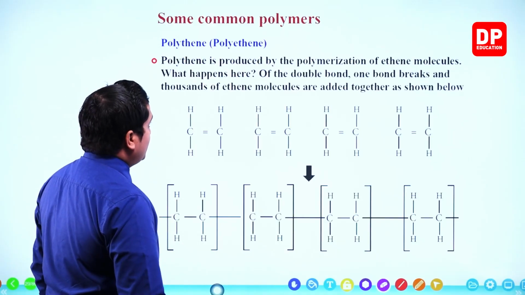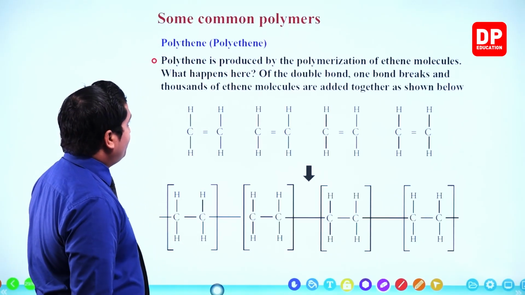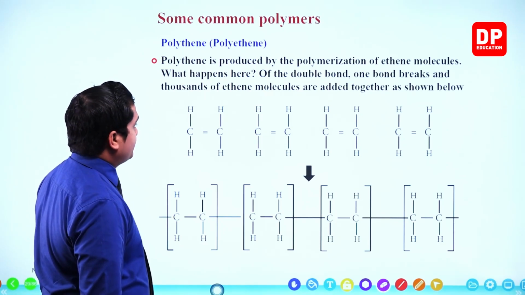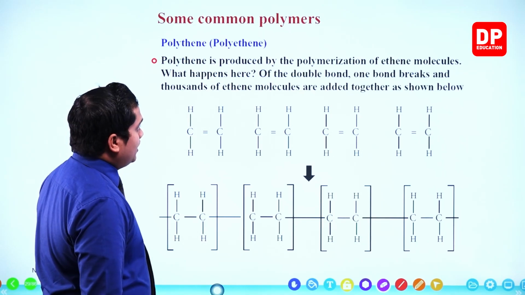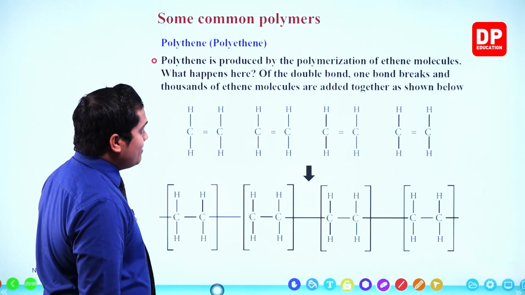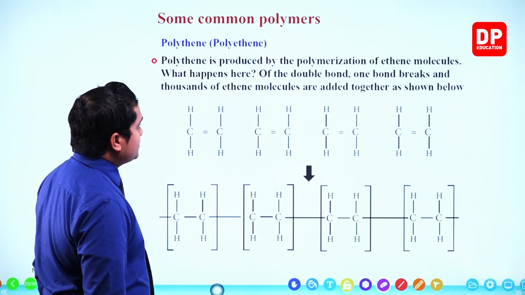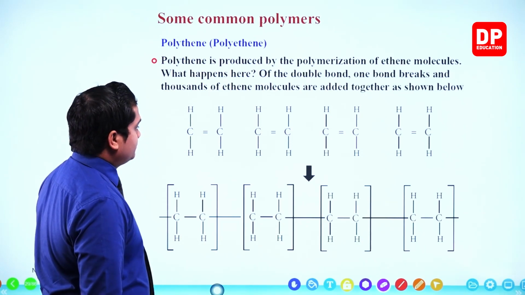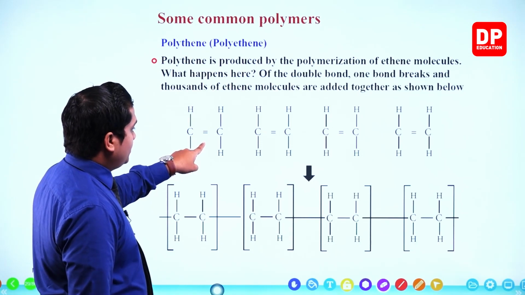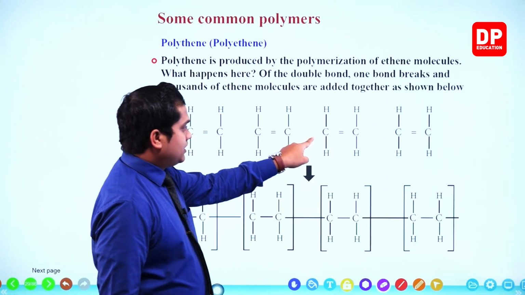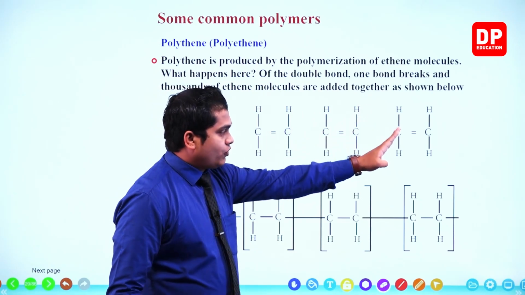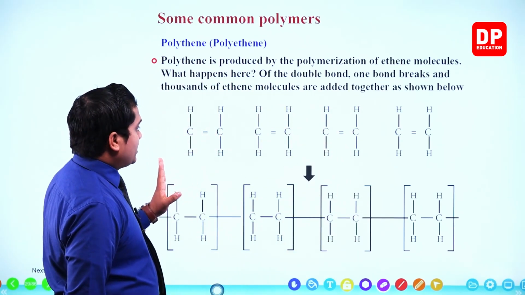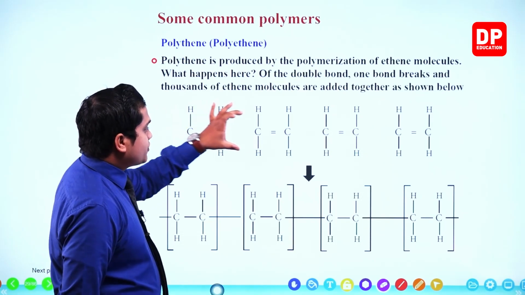Polythene, or polyethylene. Polythene is produced by polymerization of ethene molecules. What happens here is that of the double bond, one bond breaks and thousands of ethene molecules are added together as shown below. So here you can observe 1, 2, 3, 4. There are 4 ethene molecules. All of these ethene molecules have completed structures.